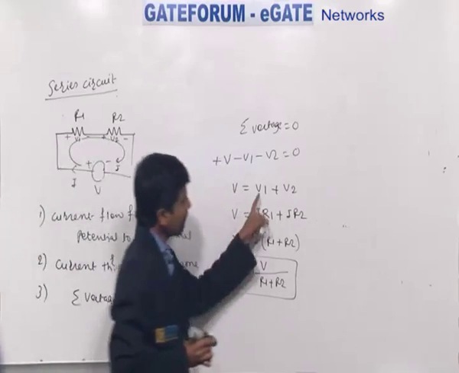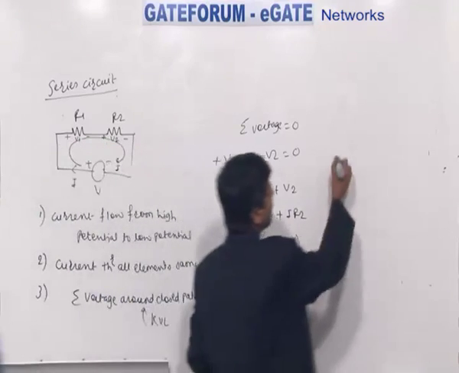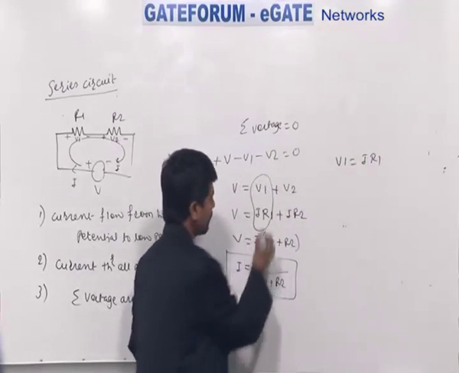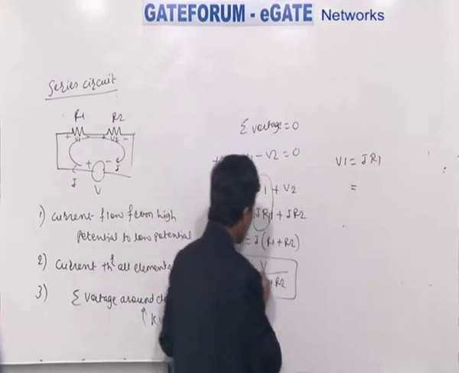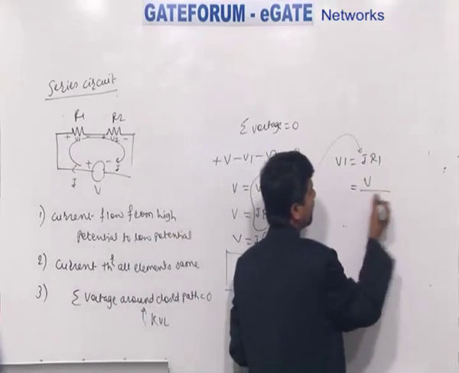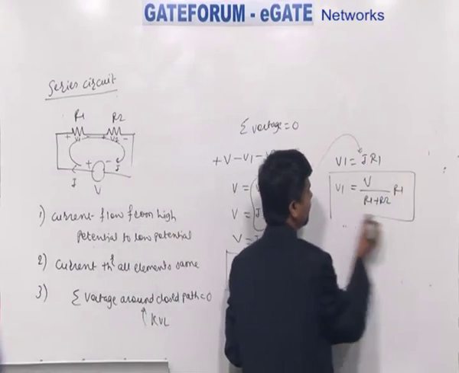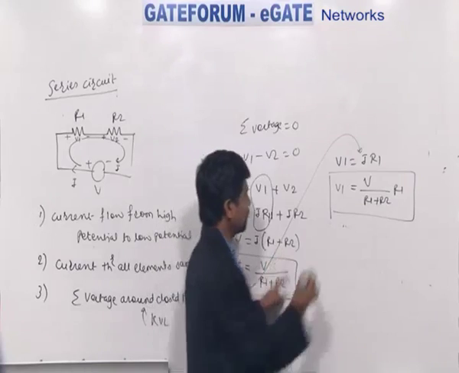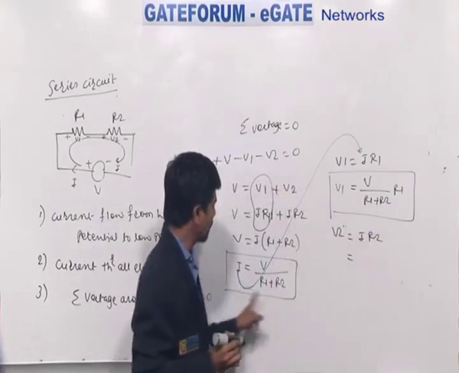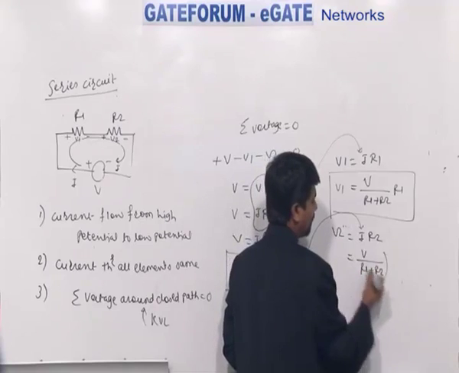Now V1 is the potential developed across R1, and V2 is the potential developed across R2. So I can say that V1 is equal to I into R1. What is the value of I? Let us put the value of I from this expression: V divided by (R1 plus R2), into R1. This is equal to V1. Similarly, what is the value of V2? V2 is equal to I into R2, where I is equal to V upon (R1 plus R2), into R2.